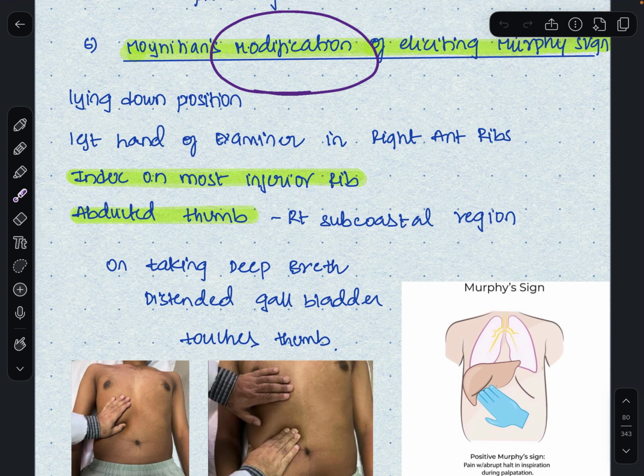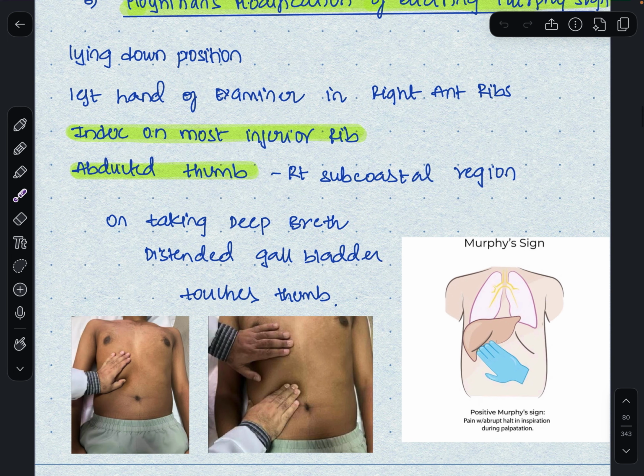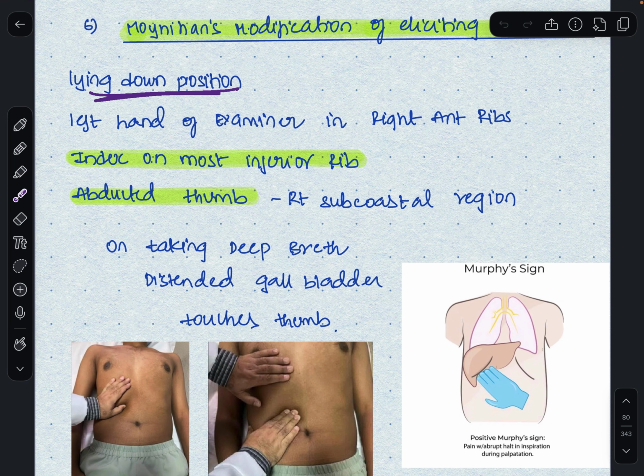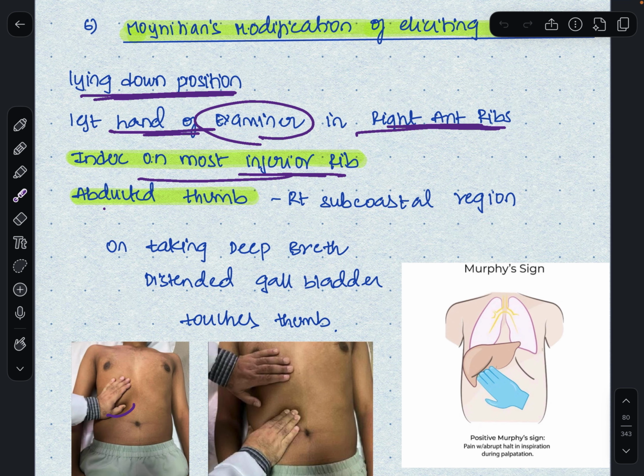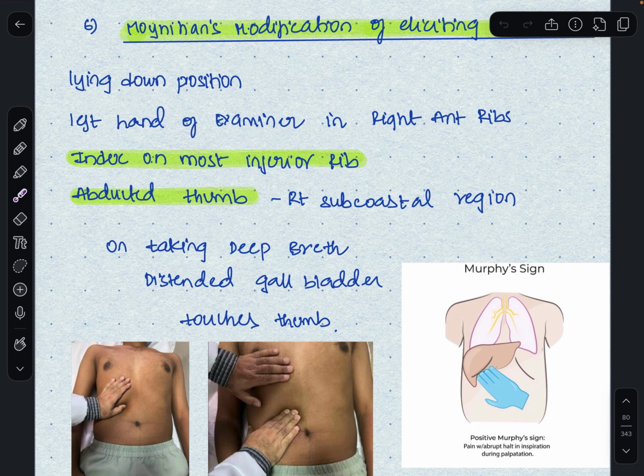But in Moynihan's modification of this Murphy's sign, this is how you elicit it. The patient will be lying down, and the left hand of the examiner is on the right anterior ribs. The index finger is on the most inferior rib and the abducted thumb is in the right subcostal region. If you see this picture, the left hand of the doctor is over the right anterior ribs of the patient, the index finger is at the inferior rib and the abducted thumb is at the right subcostal region. On taking a deep breath, the distended gallbladder will touch the thumb. Again, the patient will have inspiratory arrest. So it is called Murphy's sign.